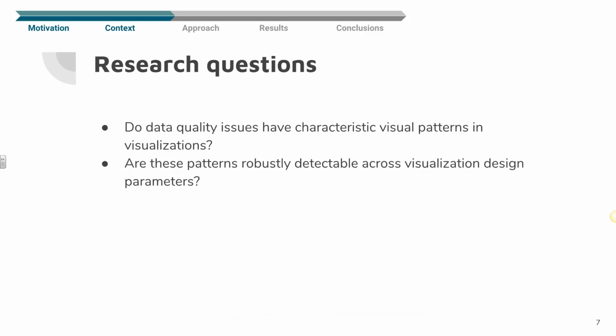So the researchers wanted to look at if data flaws have some characteristic visual patterns, and if those patterns are robustly detectable across visualization design parameters. Or in other words, can you detect these flaws equally across visualizations and parameter settings?